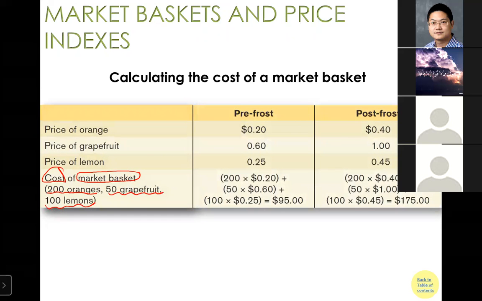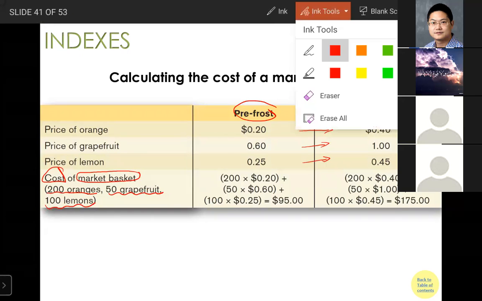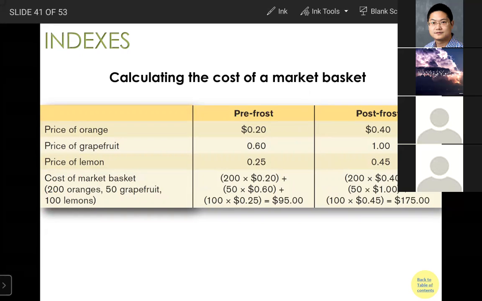We look at two time periods. One is pre-frost, the other is post-frost. You can see across the board, the prices of those fruits increase, largely because of the supply. So this is from our microeconomics. In macroeconomics, we are going to focus on the cost. All right, so how are we going to calculate the cost?